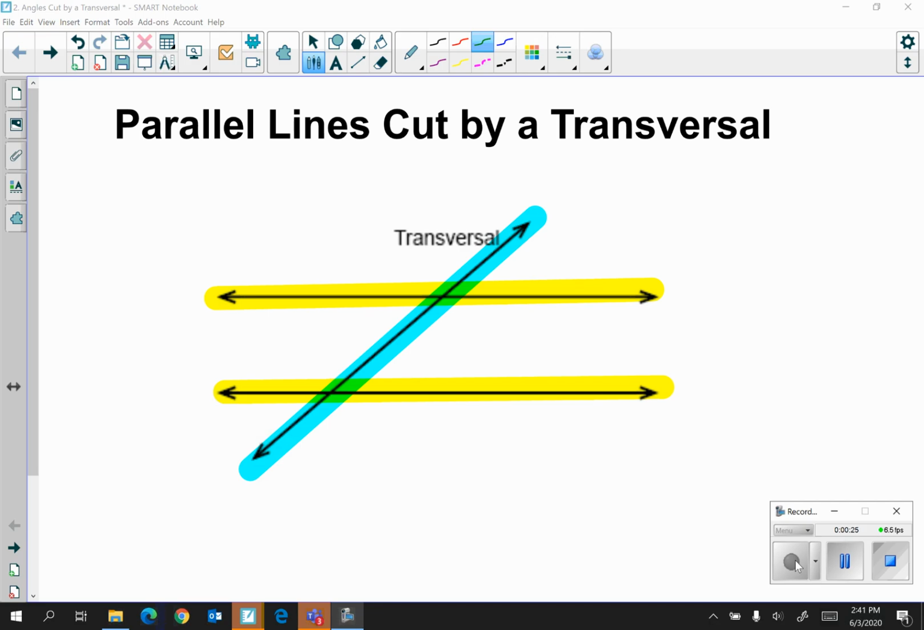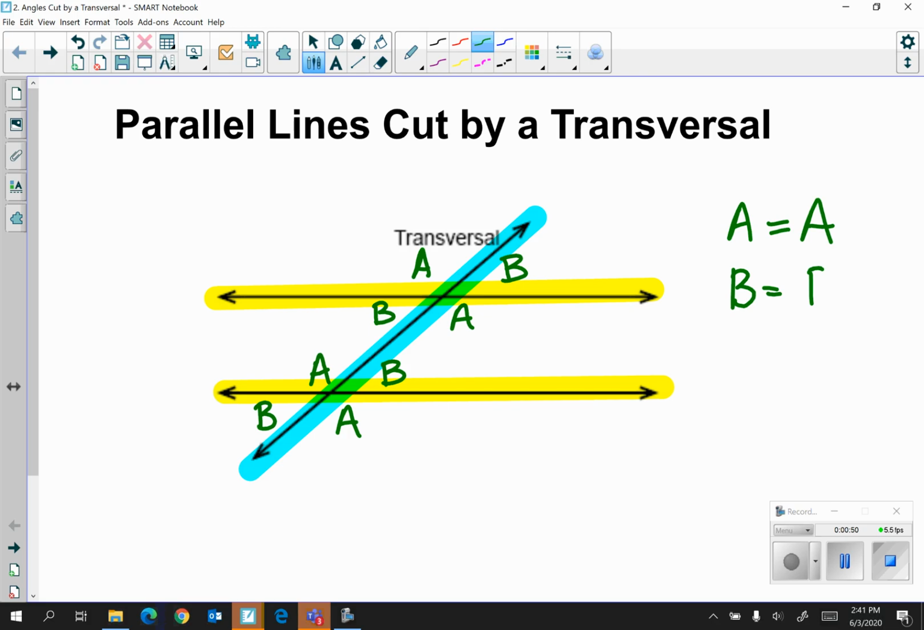In order to see which angles are congruent to one another, we develop an A-B pattern. So watch what I am going to do. We're going to label this A, B, B, A, B, B, A. So A is going to be equal to A, B is going to be equal to B, and A plus B is going to be equal to 180 degrees. That is going to be a very helpful pattern for us.